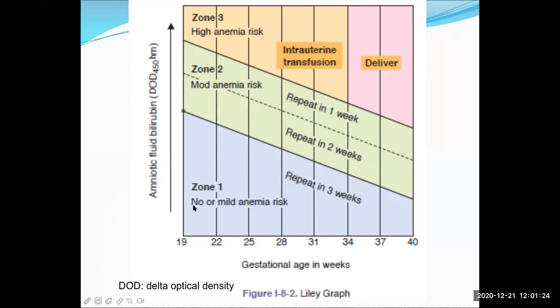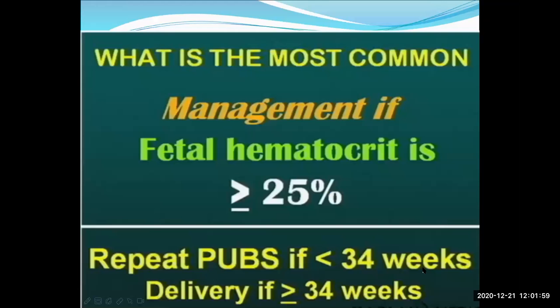If we have no or mild anemia risk, we repeat the test in 3 weeks. Zone 2 is a moderate anemia risk, so repeat in 1 week or 2 weeks. And in zone 3, this is a severe risk, so you directly go for intrauterine transfusion, or delivery of the baby if the baby has crossed 34 weeks of gestation, because after that the lungs are already matured. So this is the message we get from the Liley graph study.